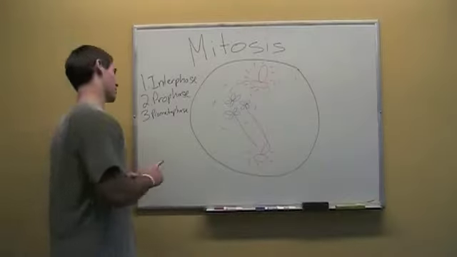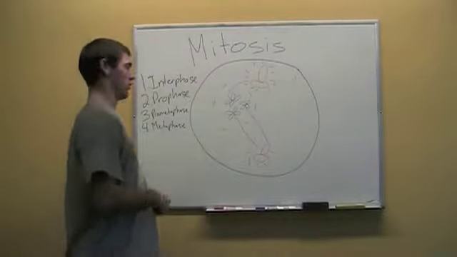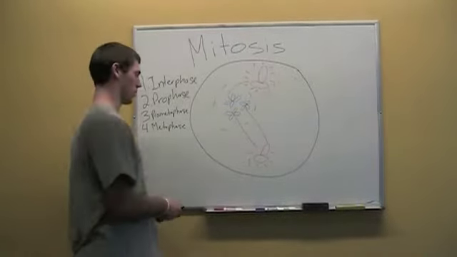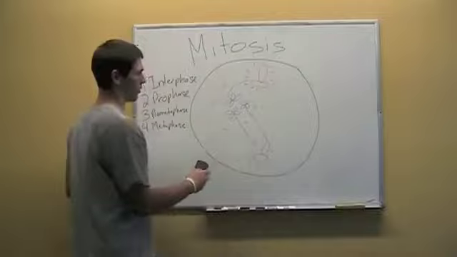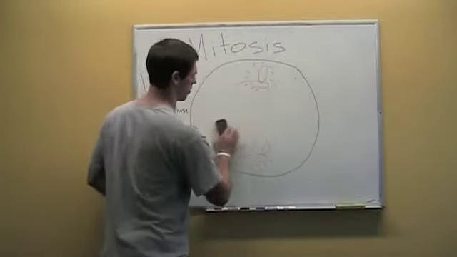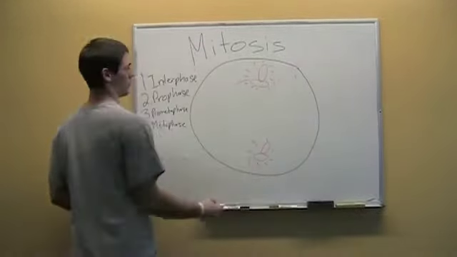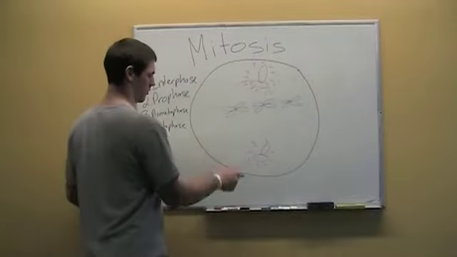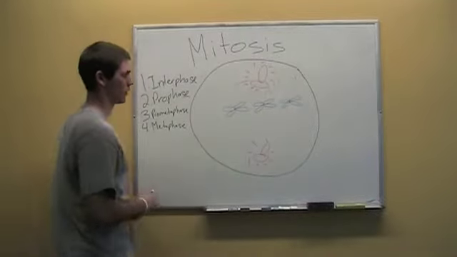The fourth phase of mitosis is metaphase. In this phase, the two centrosomes are now at complete opposite poles of the cell. Now, while this is going on, the chromosomes have lined up in the middle of the cell, or the metaphase plate. Now, microtubules from both of the centrosomes attach to the kinetochores of each of them.